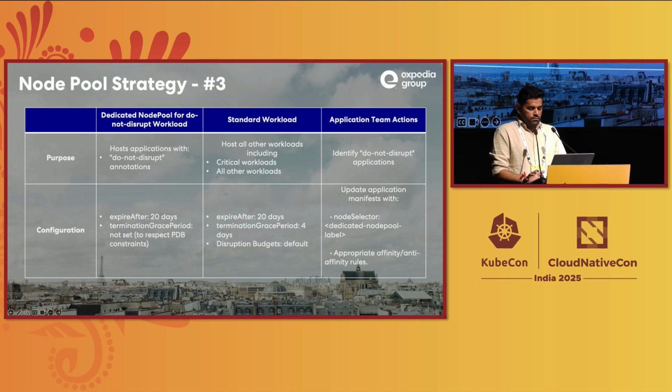While all three strategies offer different levels of control, we encourage adopting the second node pool strategy, as it strikes the right balance between workload disruption tolerance and operational efficiency.